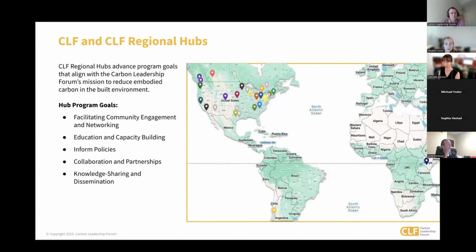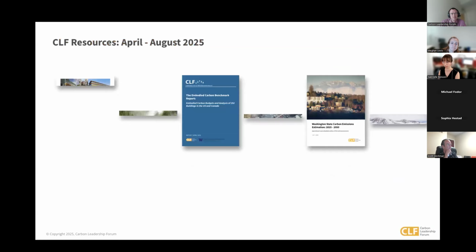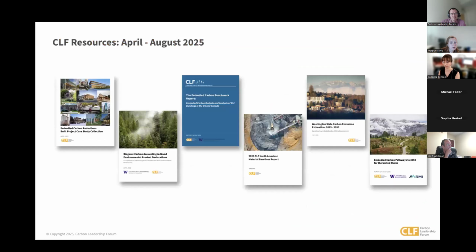We have a growing network of CLF regional hubs, primarily in the US and Canada, that advance the mission of reducing embodied carbon in the built environment while being grounded in local communities. This year has been a really busy one. So we had these 6 major publications and several others since April. I think 2 of these are great examples of how our work is really interdependent on our strong network of experts and the regional hubs.